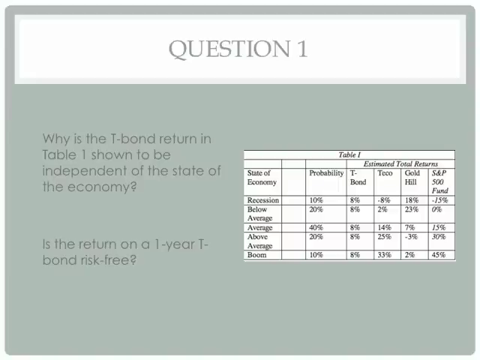Is the return on a one-year T-bond risk-free? T-bonds are considered to be free of default risk because the Treasury guarantees the return will be realized regardless of the state of the economy. What must also be considered are the other types of risk that T-bonds are exposed to. Inflation must be accounted for as well as reinvestment risk.